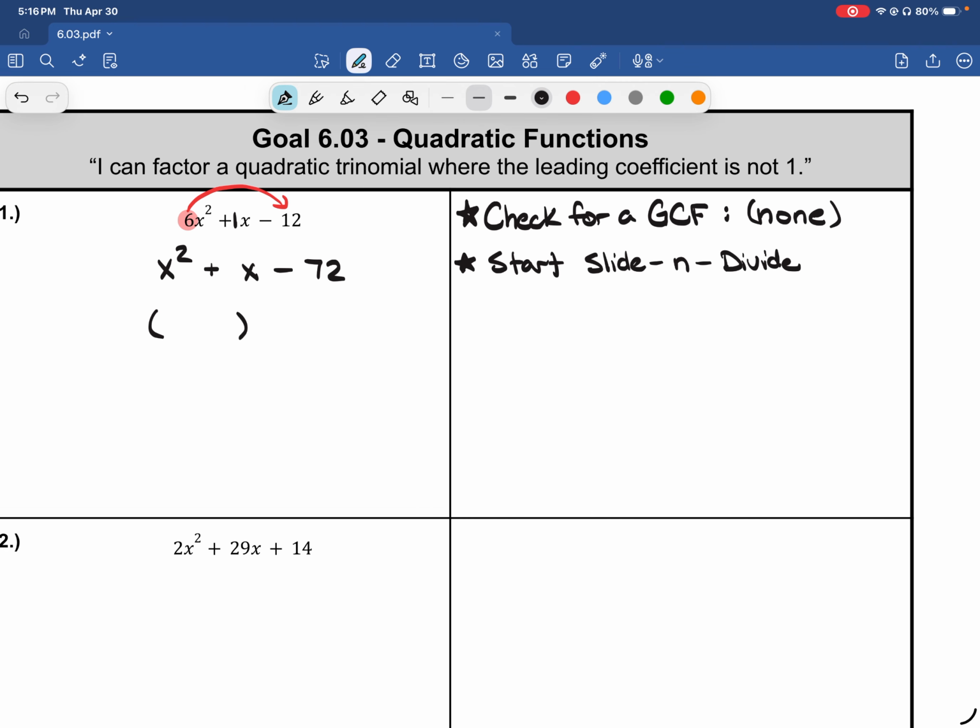Then I can find factors of negative 72 that add to positive 1. Because it multiplies to a negative, the signs are mixed. And the combo that works is positive 9 and negative 8. Then I need to divide them both by 6. Both these fractions can be reduced. 9 over 6 reduces down to 3 over 2. 8 over 6 reduces down to 4 over 3.